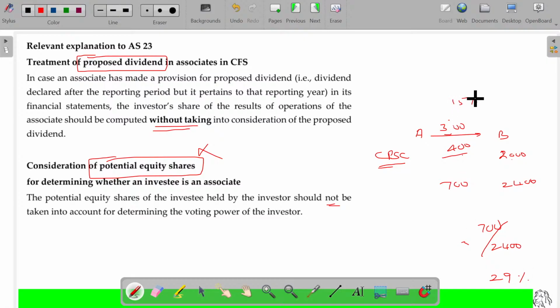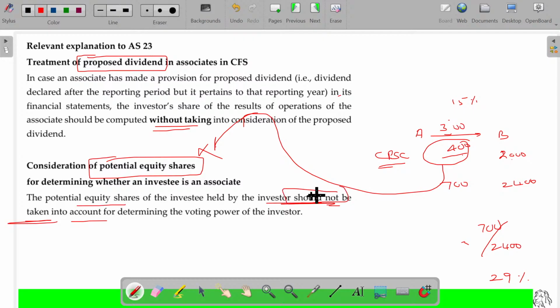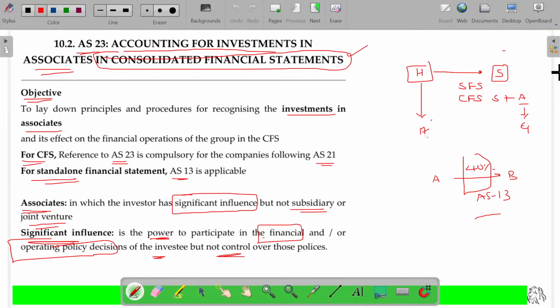I have the right to convert my preference shares into equity shares. After conversion, my shareholding will be more. Now tell me, will I be considered as having significant influence in B or not? Currently not, because this conversion is called potential equity shares. They may be converted into equity shares later. For the determination of the holding, the potential equity shares held by the investor should not be taken into account. That will not be considered. Only the proper equity shares that you hold will be considered for the holding purpose. Is that clear? So with that, AS number 23 is over completely.